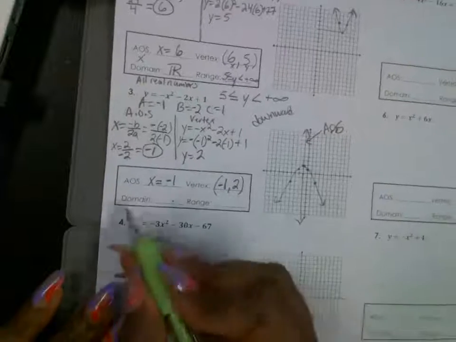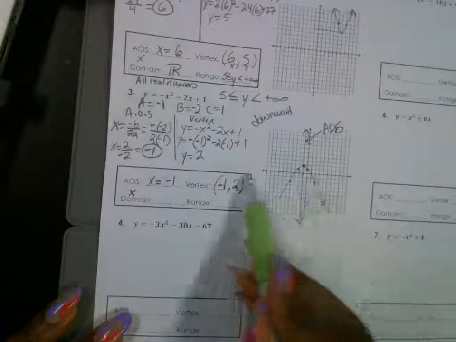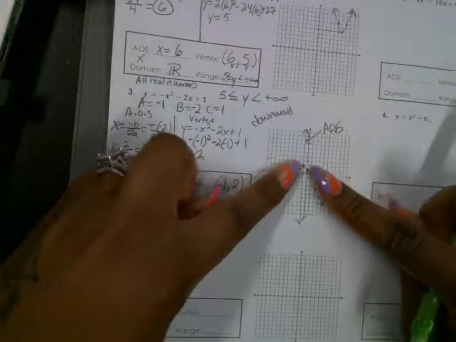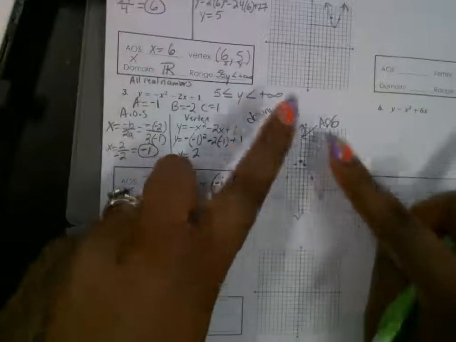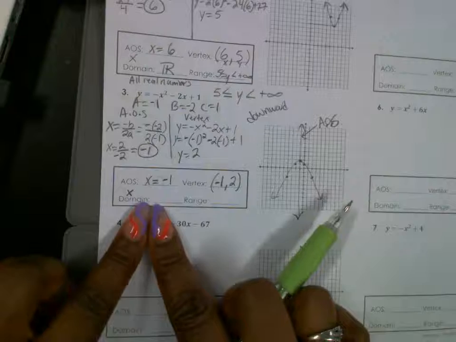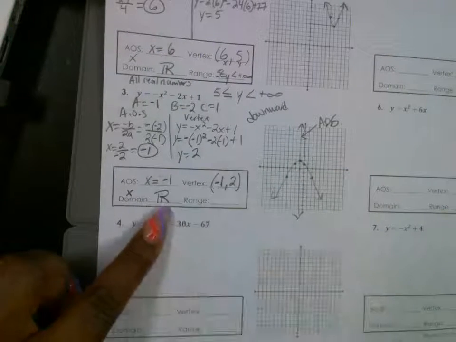So now we're writing our domain. Our domain is talking about our x values. When you're talking about your x value, you're talking about how wide the parabola is. Look, it's going to keep getting wider and going on forever and ever. So it's always going to be real numbers for a domain. It's either upward or downward, it's always going to be all real numbers. This is the symbol for all real numbers.